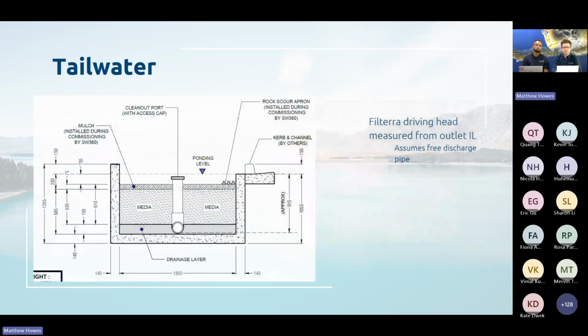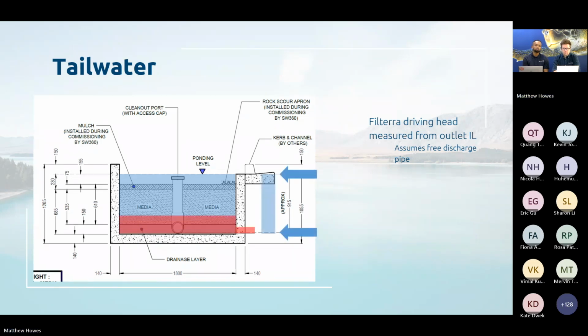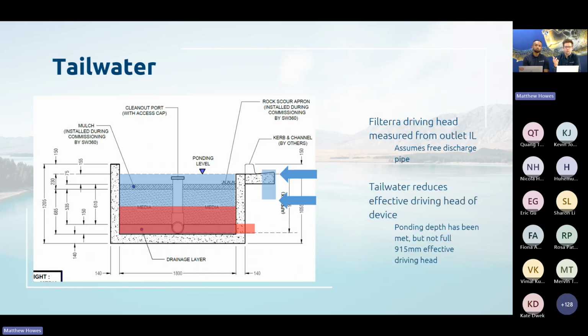So for our Filtera, we still have a driving head, and the driving head is measured up to the ponding level, down to the outlet invert of the system. And again, that assumes free discharge of the pipe. So with the Filtera, if there is tailwater acting on the device, not only are we disrupting the media, and the biomass is not designed for lots of tailwater, we're also reducing the effective driving head of the system. So from the surface, it looks like the device is operating, the ponding depth has been met, but we don't have that full 915 millimeters of effective driving head.